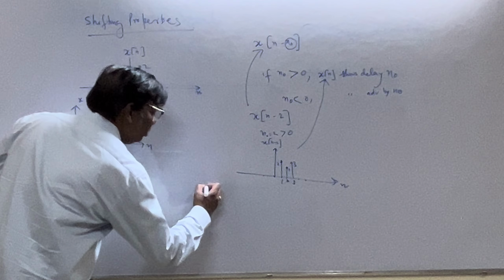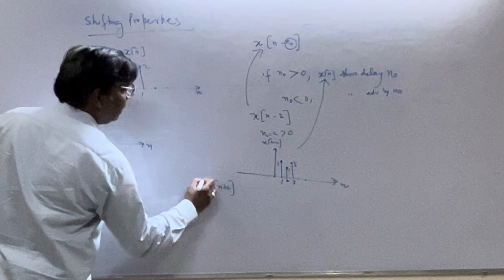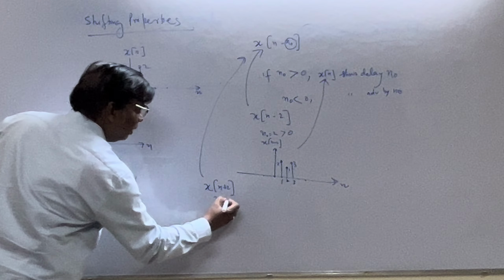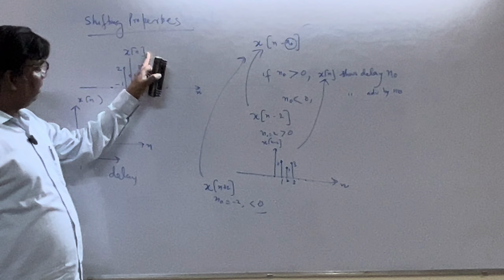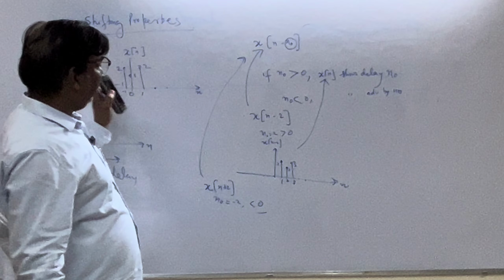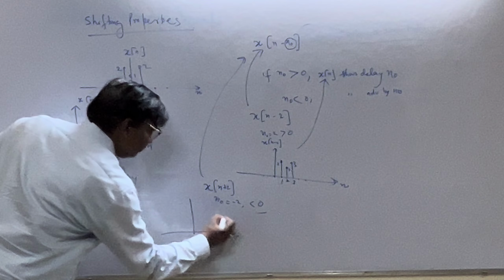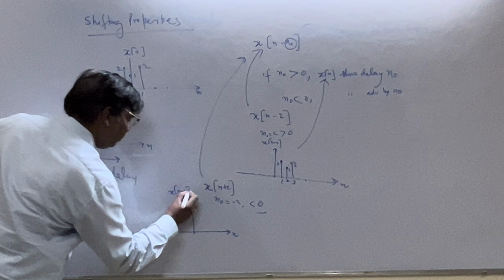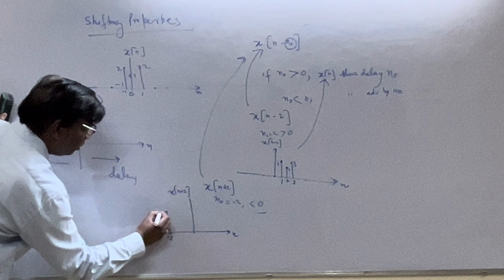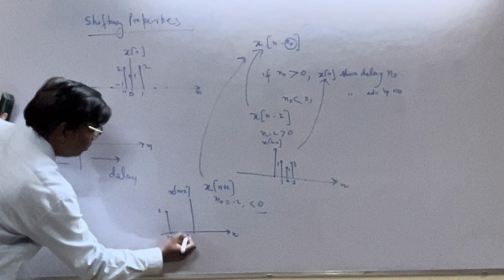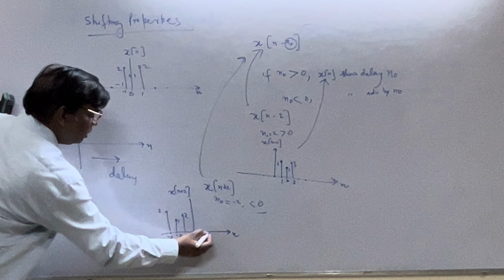Now suppose you have to draw x[n plus 2]. Now when we compare with this again, n naught is minus 2, which is less than 0. So this signal x[n] is shifted by 2 in the left hand side. So the signal becomes like this. Minus 1 becomes minus 3, minus 2, minus 1. This is the shifted signal.